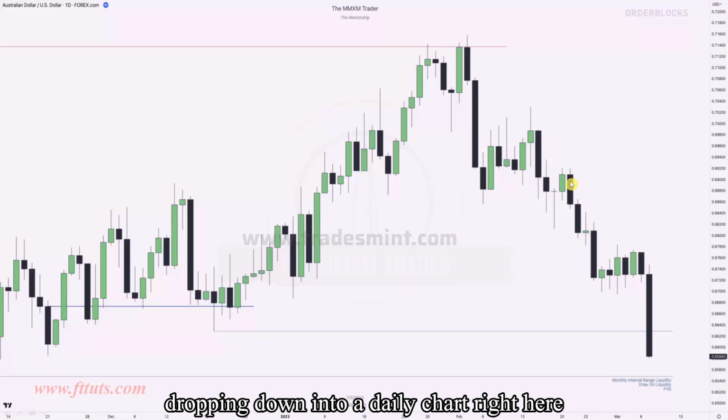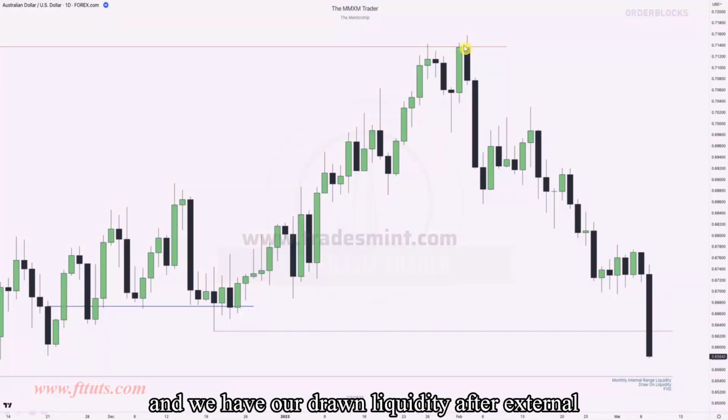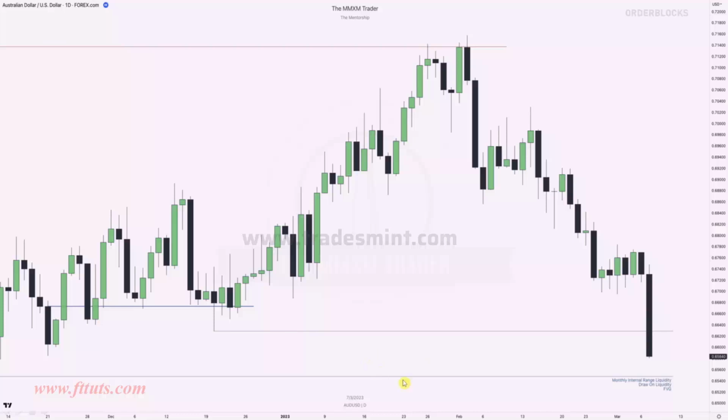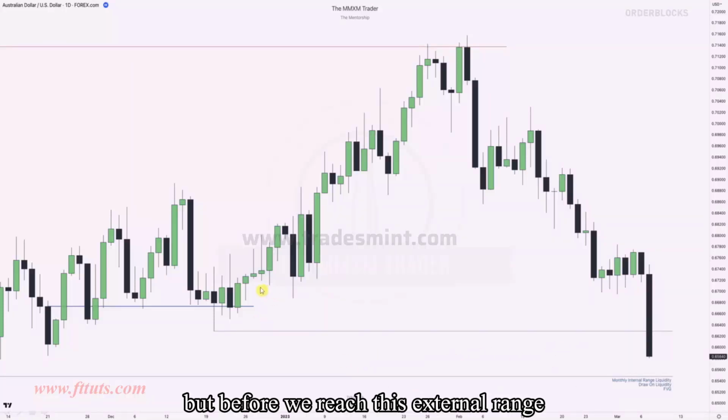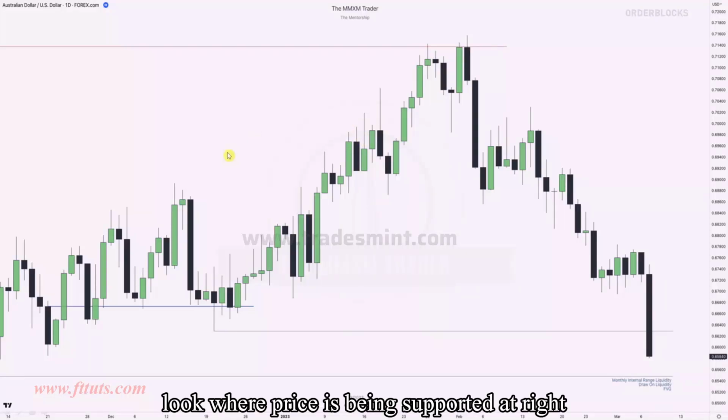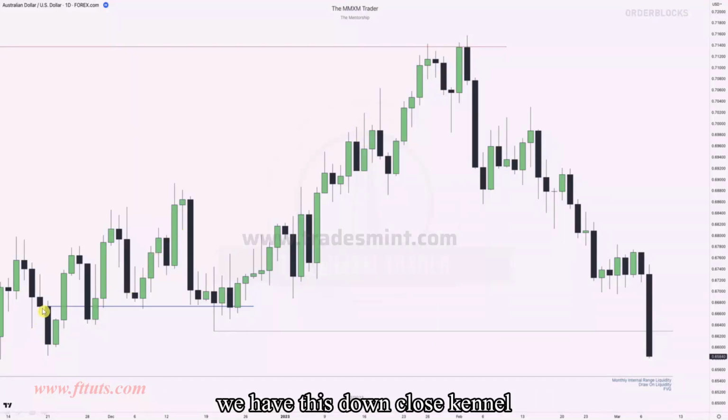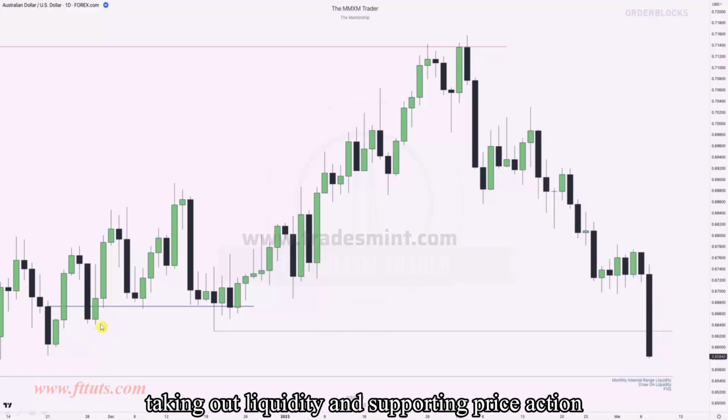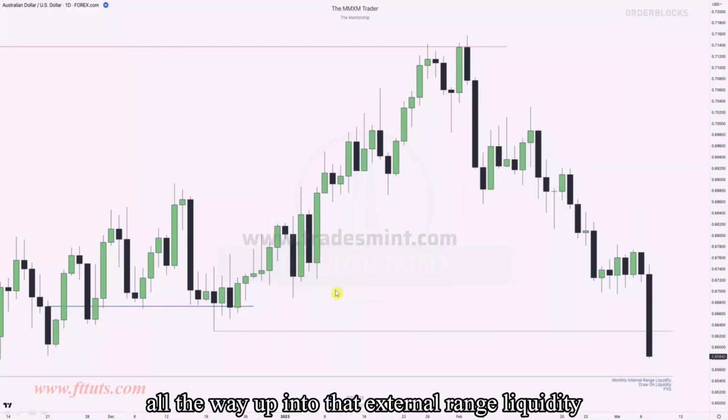Dropping down into a daily chart right here, and remember that old high got raided. And we have our draw on liquidity. After external, we go to internal, which is below here. But before we reach this external range, look where price is being supported at. We have this down close candle taking out liquidity and supporting price action all the way up into that external range liquidity.